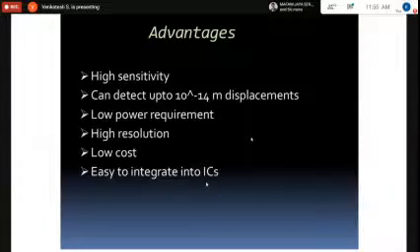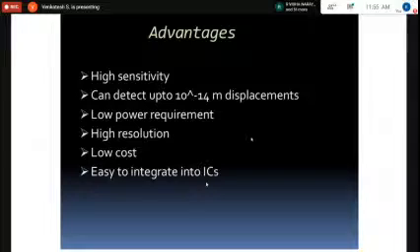Low power requirement: the power that it consumes is very little. Very high resolution. What do you mean by resolution? Resolution is the minimum displacement that it can intelligibly detect. So what is the minimum? It can be 10 power minus 14 of a meter. That is the order of resolution that a well-designed capacitive transducer can detect, such small displacements, and then give an electrical indication of the displacement of any member.